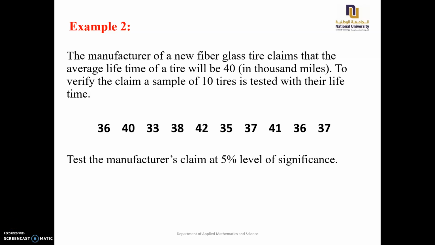So now I'm going to explain example 2. The manufacturer of a new fiberglass tire claimed that the average lifetime of a tire will be 40,000 miles. To verify the claim, a sample of 10 tires was tested for their lifetime, and we found the following result. Test the manufacturer's claim at 5% level of significance.